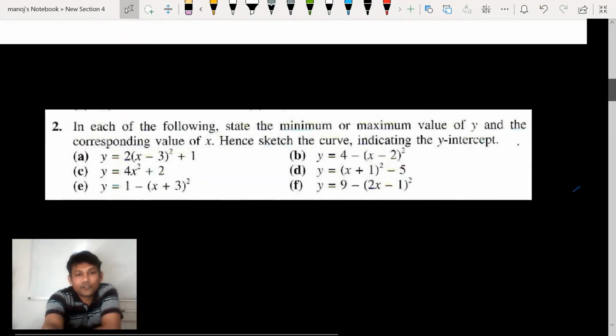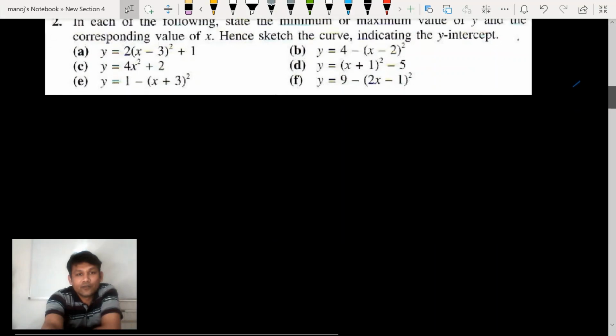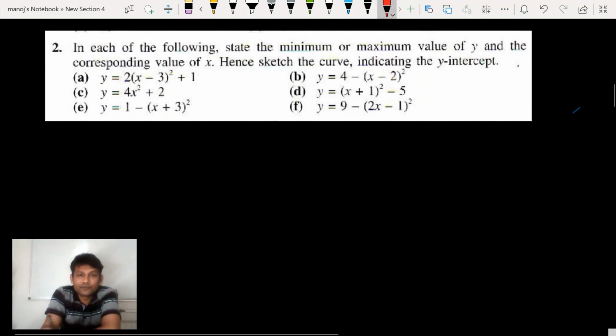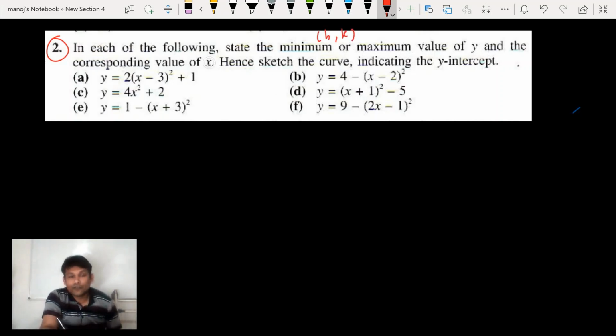Okay, the first question, we're starting question number 2. This question, the first part: in each of the following, state the minimum or maximum. Look, minimum or maximum, that is k. It can be the minimum or maximum value of y, and the corresponding value of x. It means the maximum or minimum is k, the y is k, and the corresponding value of x is h. Hence sketch the curve indicating the y-intercept.